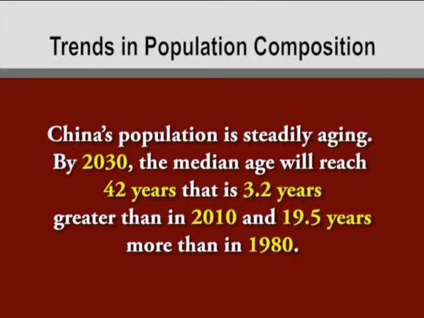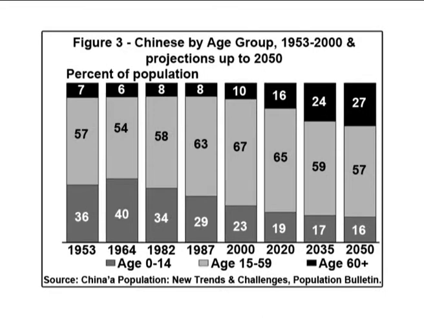China's population is steadily aging. By 2030, the median age will reach 42 years, that is 3.2 years greater than in 2010 and 19.5 years more than in 1980. Figure 3 shows the changes in the Chinese population in three age groups: young, 0 to 14, working age, 15 to 59, and old, 60 plus. These are layered starting from bottom upwards.